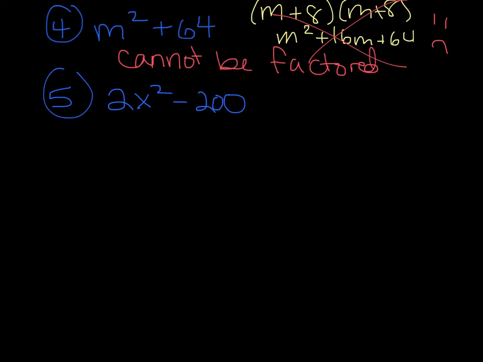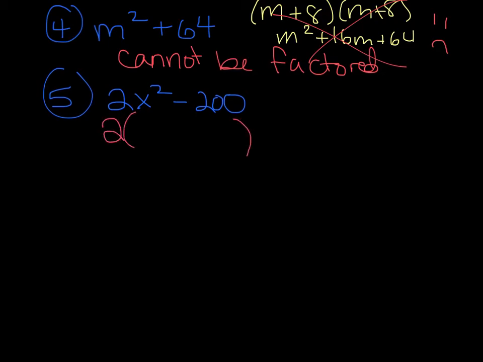You might notice by looking at this problem that 2 and 200 are not perfect squares. However, the other thing that I'm hoping you might have noticed is that this one has a GCF that we can factor out. So our GCF is 2. You're going to factor out your greatest common factor, which is 2. So you're going to take the 2 and bring it out front.